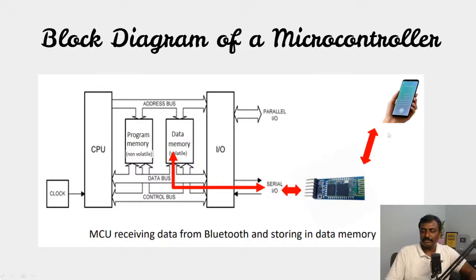The data which you receive from a mobile phone should reside on the data memory, not on the program memory. So the data from the Bluetooth should reside on the data memory.